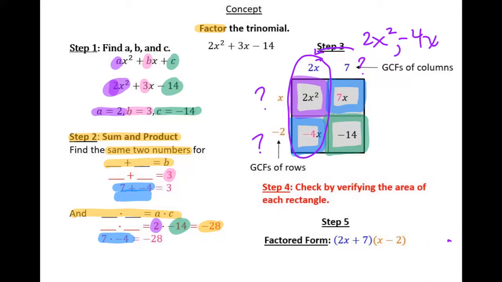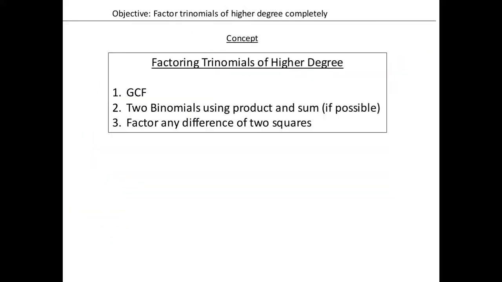And then once you have all of your values, you're going to take these 2 terms right here. 2x plus 7 is your first binomial, and then x minus 2 becomes the second binomial. And you just put them together. Okay? And I know you're probably way lost right now, so let's just look at an example. But for the concept, these are the steps we have to follow in order to factor trinomials.